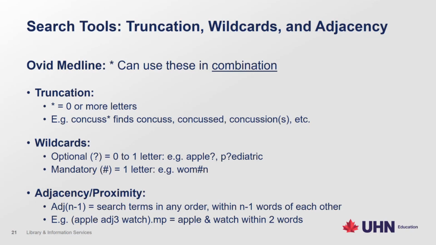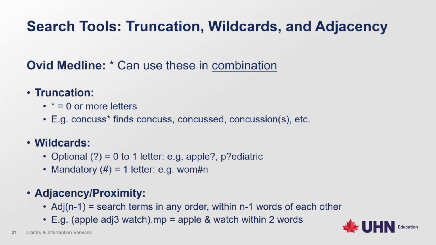Truncation adds 0 or more letters. So for example, if you search concuss asterisk, it will search for concuss, concussed, concussion, etc. You can also be really specific if you want to add at most one letter. You can use an optional wildcard, which adds 0 or 1 letter, really useful for plural forms or British spellings, or a mandatory wildcard, which stands in place of exactly 1 letter.